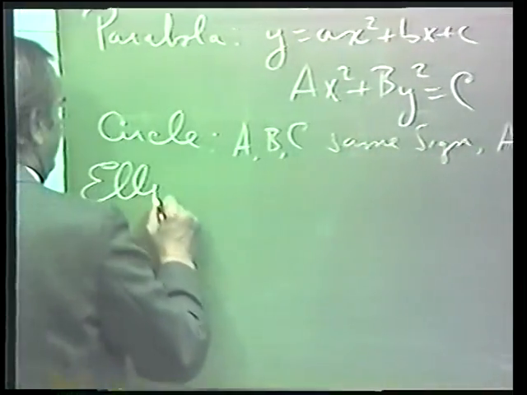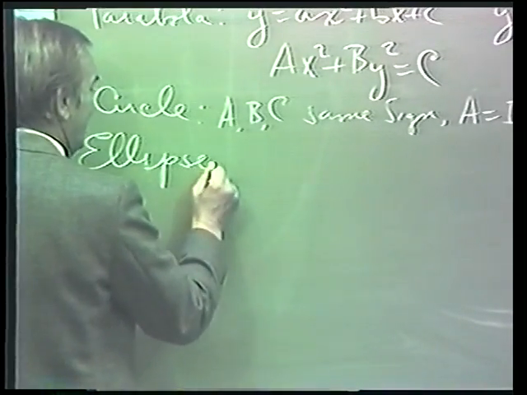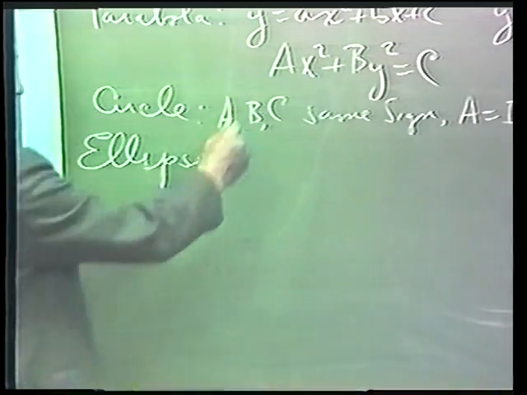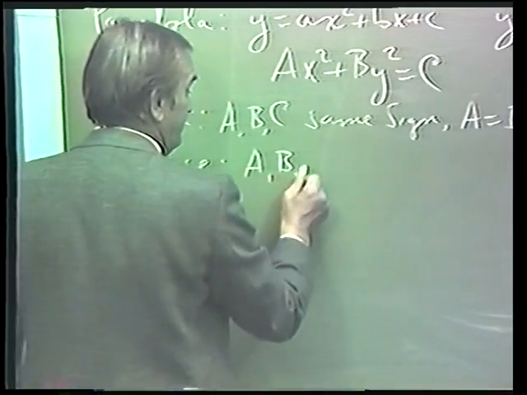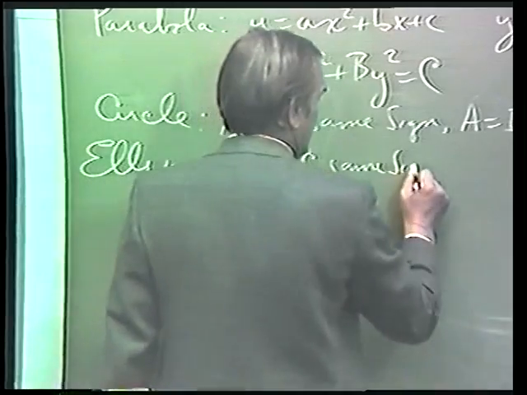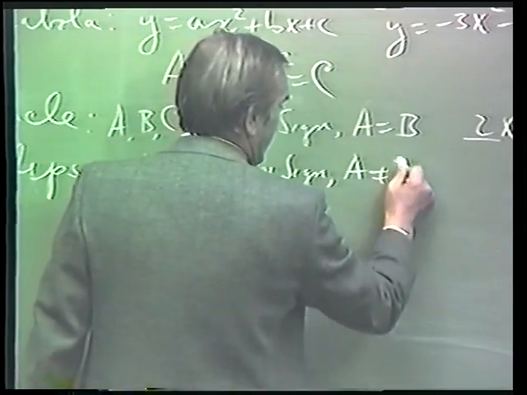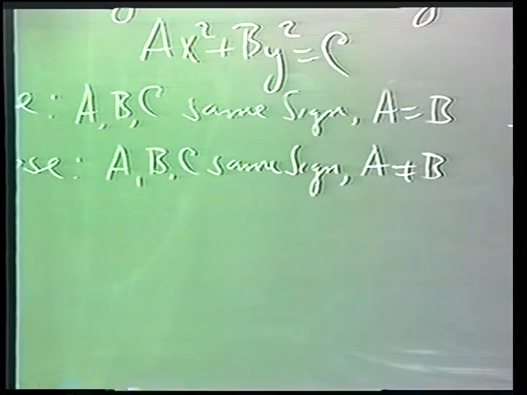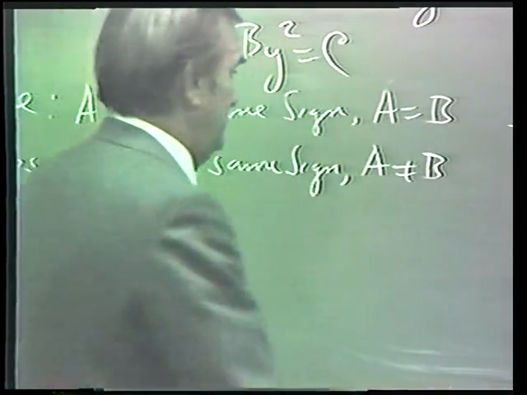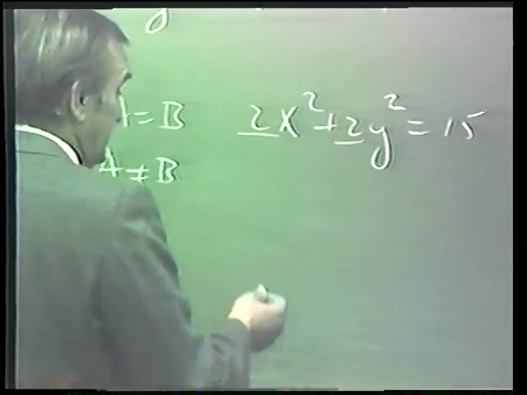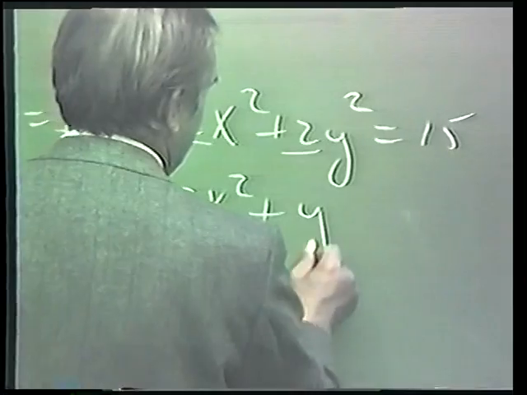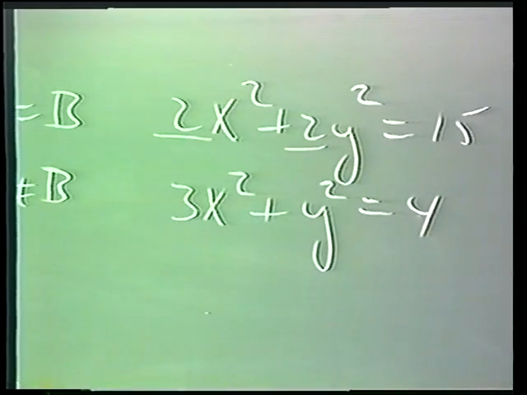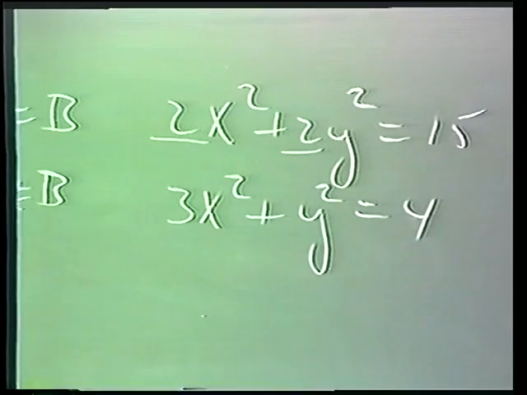We can have an ellipse. Okay? Ellipse. You get an ellipse when A, B, and C have the same sign again. But this time, A and B are different. A does not equal B. Notice again, they'll all be positive, A, B, and C. But the coefficient of x squared and the coefficient of y squared are not the same. Example, 3x squared plus y squared equal 4. A, B, and C are all positive. A does not equal B, ellipse.